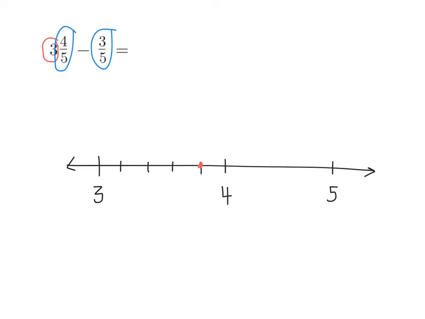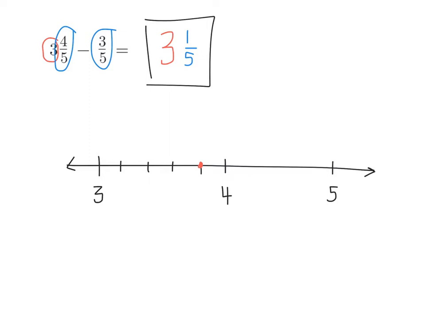So let's think about one unit at a time. If I have 4/5 and I take away 3/5, how many fifths do I have left? 1/5. I have 3 ones, and I'm not taking away any ones, so how many ones do I have left? So what's my answer? 3 1/5. Good.